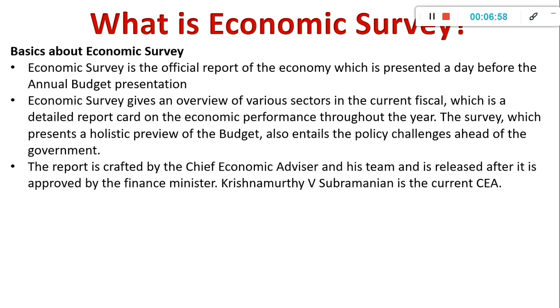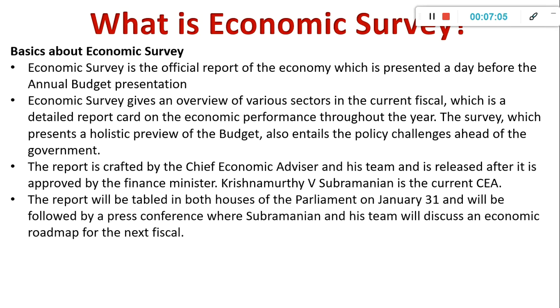So it is the Chief Economic Advisor, and the department will be the Department of Economic Affairs. Okay, for the budget also it is the same. So this is crafted by this person and his team. It's not like one person sitting and doing it. It's a very bulky document.